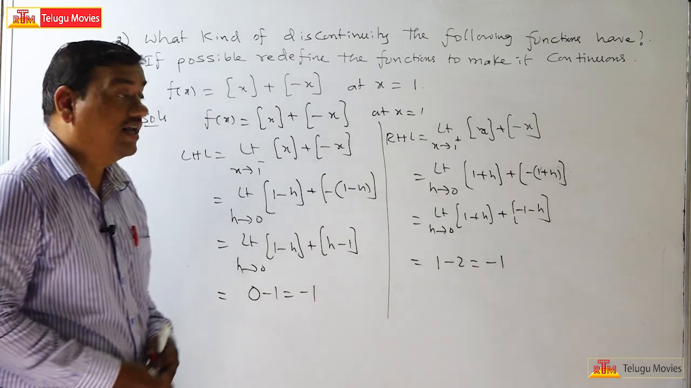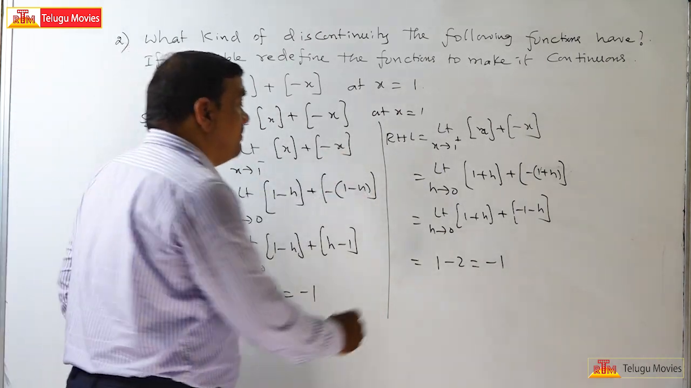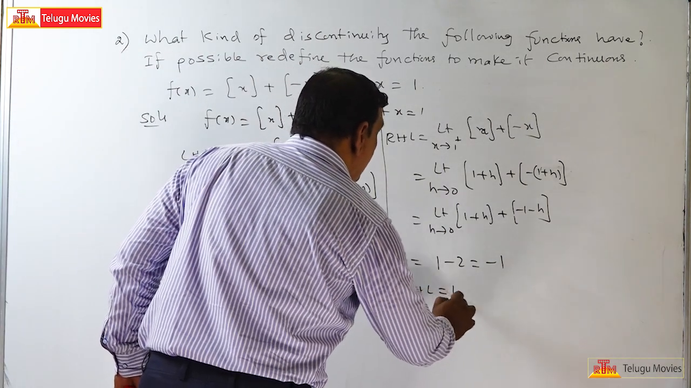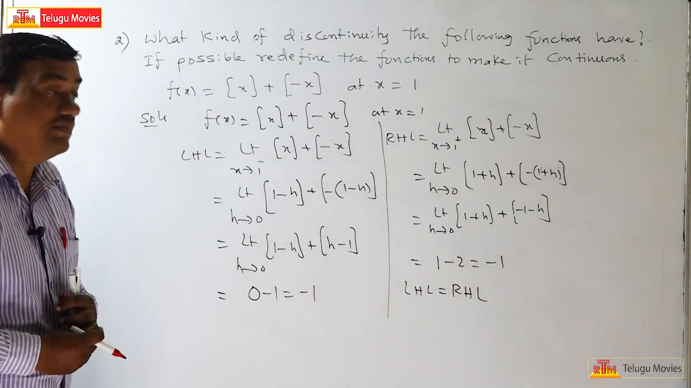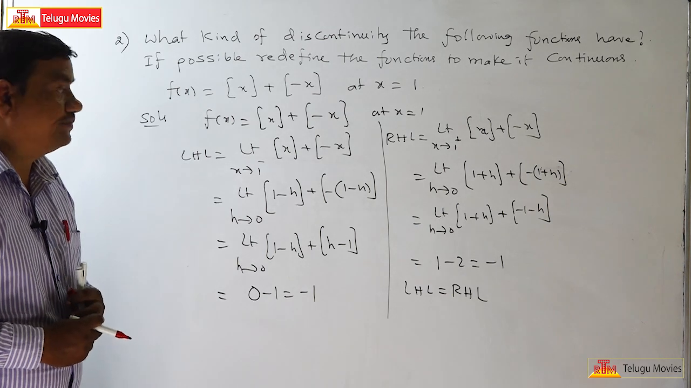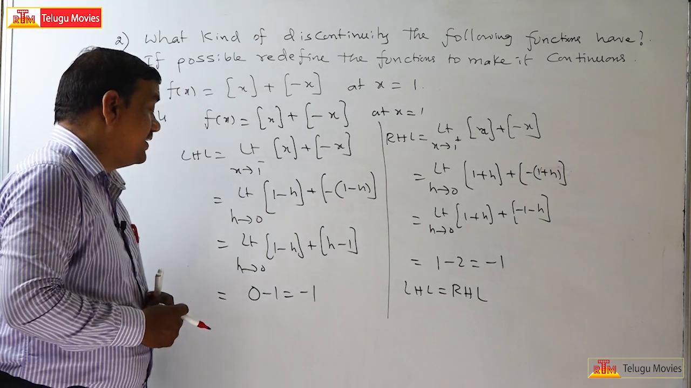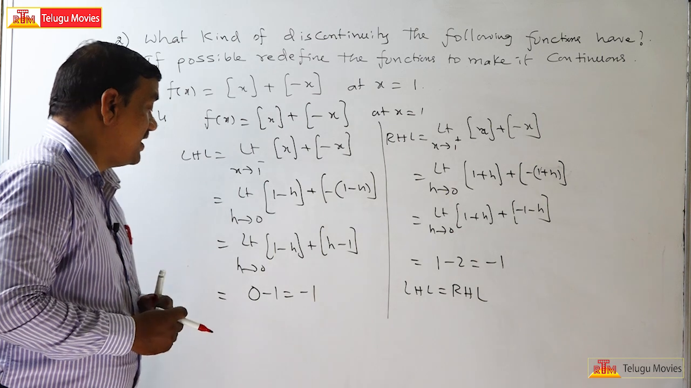So luckily here the left hand side limit, LHL value, is equal to the RHL value. Both the left hand side limit and right hand side limit are equal.